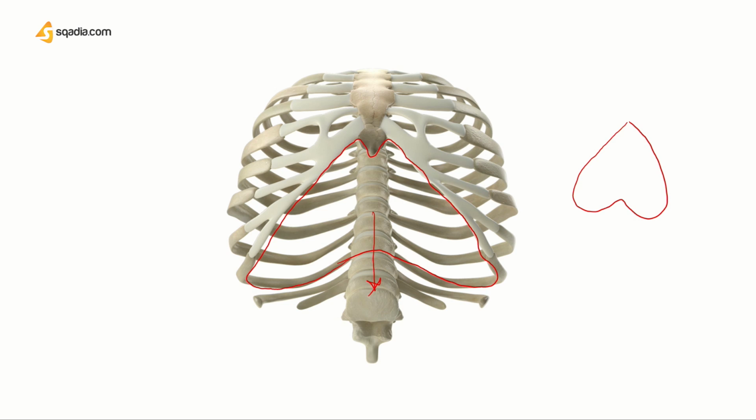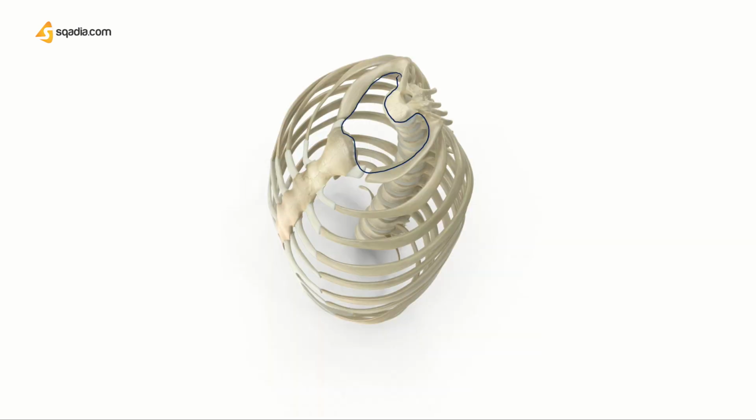So we discussed that there is a superior aperture and an inferior aperture. So we mentioned that some of the contents enter from the neck into the thorax, and some of the contents pass from the thorax into the abdomen. And we'll be discussing more about them later on. So that's it for the subdivisions of the thorax.